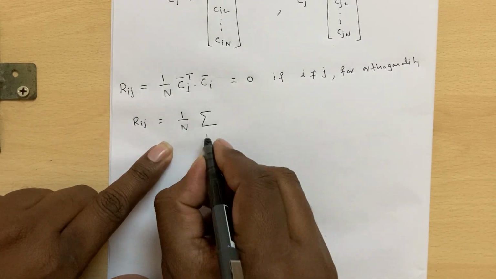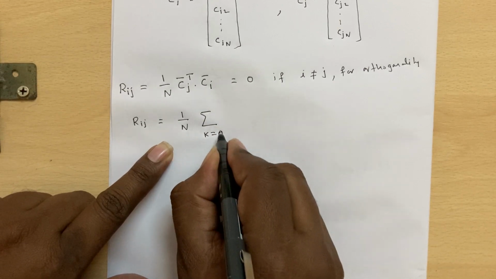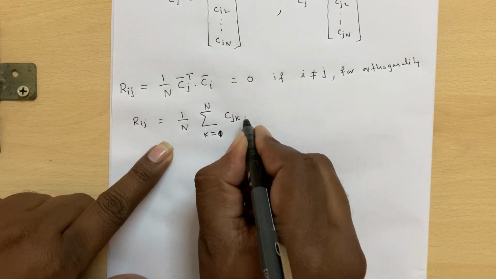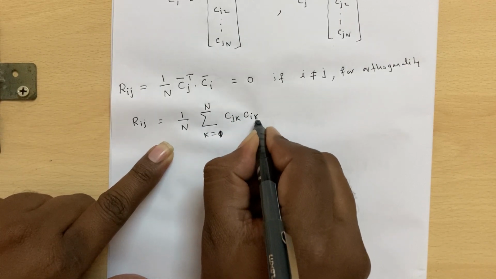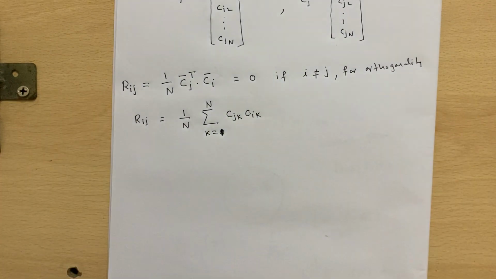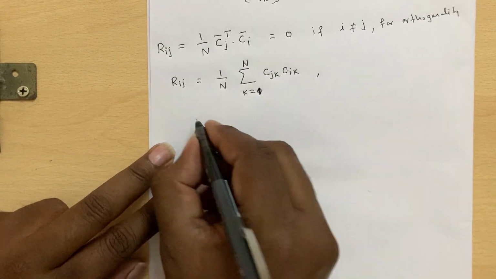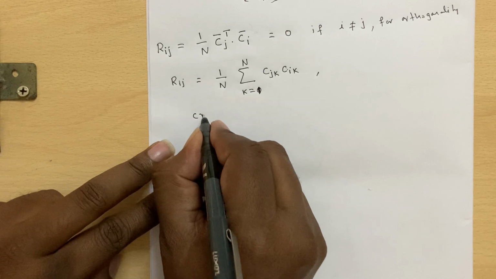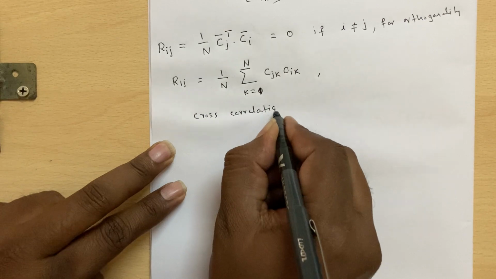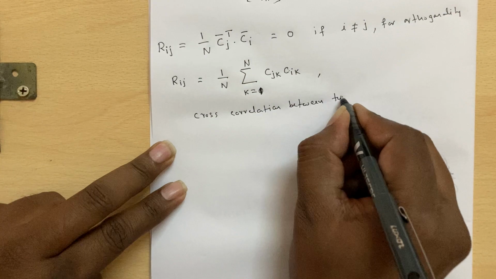So 1 by n, and the length of each code word is n, so k is equal to 1 to n, and it is Cjk into Cik. This is a way to calculate the dot product between the two code words. So that is what this is, the cross correlation between two code words.